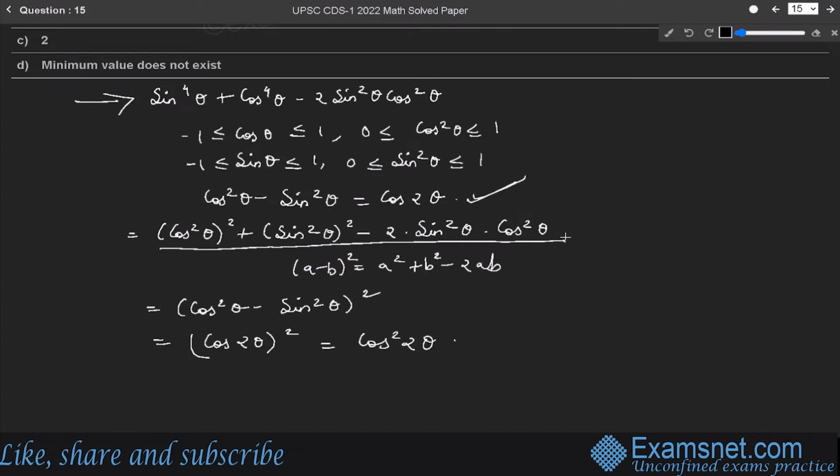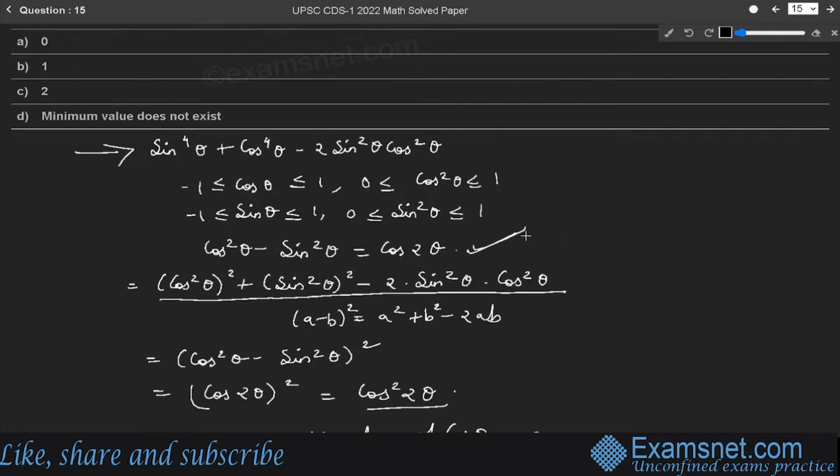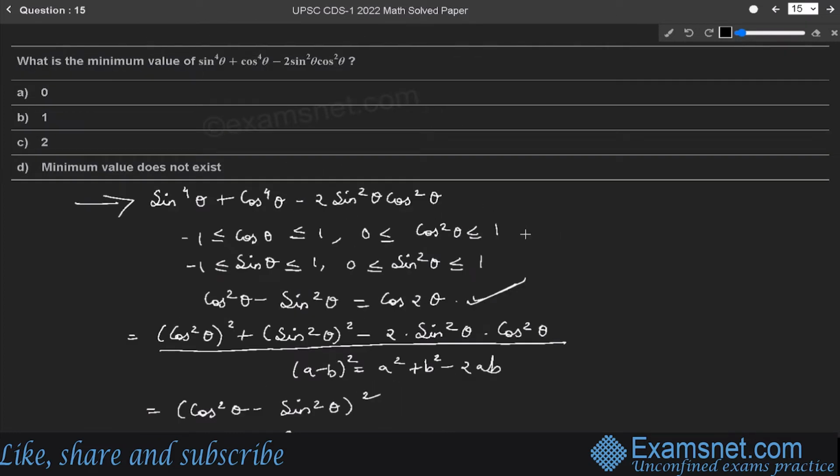Now according to the concept which is used here, we can say that the minimum value for cos theta is 0 and therefore the minimum value for cos^2 2 theta will also be 0, because we know that the minimum value for cos theta is 0 and we have to find the minimum value for cos^2 2 theta. So cos^2 2 theta will have the minimum value 0. So the correct option for this question is option number A, which is 0.